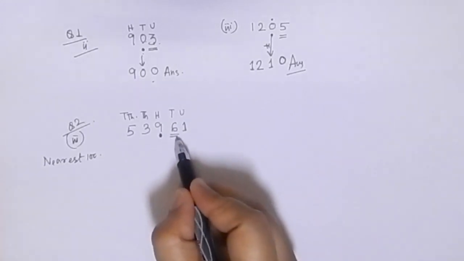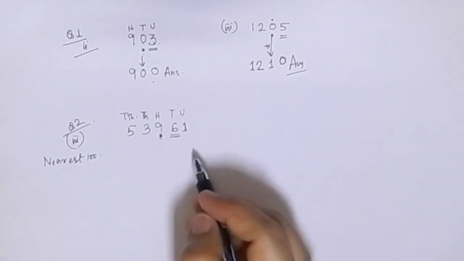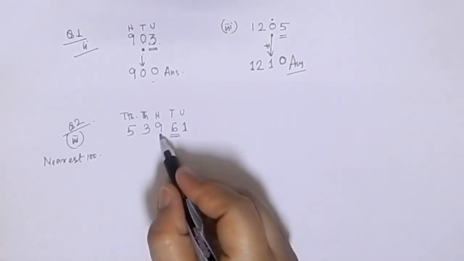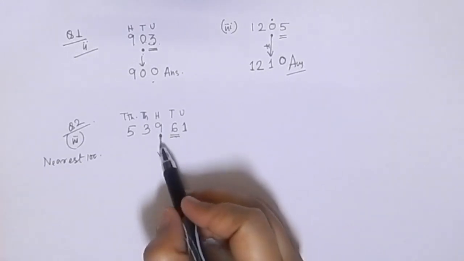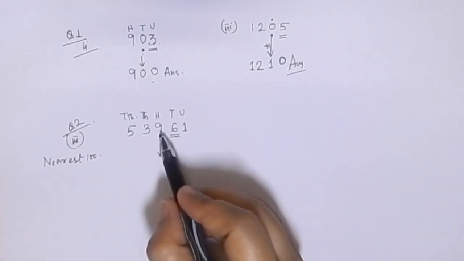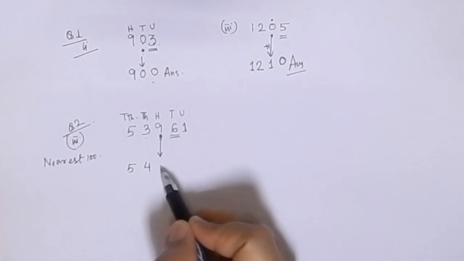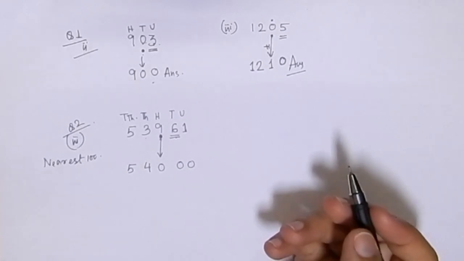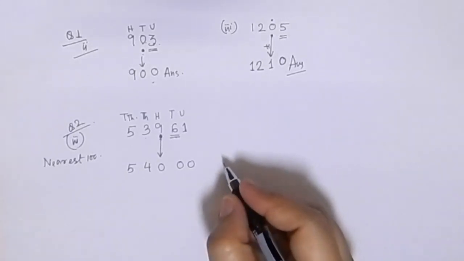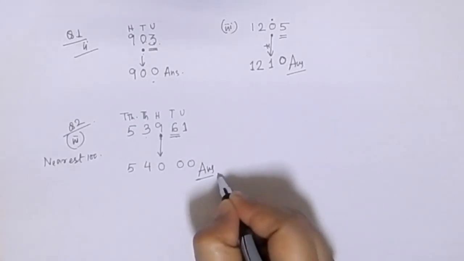So I am going to look into this digit. Now see, this digit is more than 5. So when it is more than 5, what will happen? This place is going to get increased by 1. Now pay attention. Here the digit is 9. So when you increase this by 1, it will become 10. So in this case it will become 54000. Okay, this will be the answer.